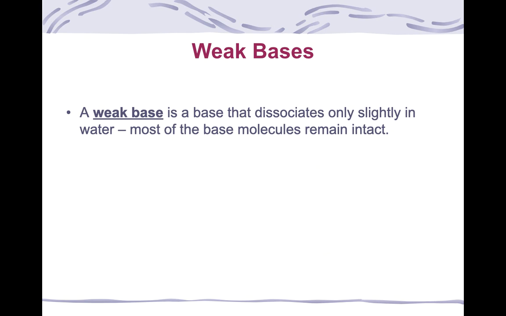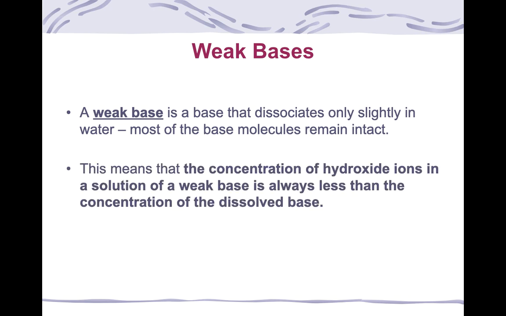Weak bases are those that dissociate only slightly in water. Most of the base molecules remain intact. So the concentration of hydroxide ions in a solution of weak base is going to be less than the concentration of the base itself. There are a lot of weak bases. One common one is ammonia, NH3, and you'll notice that it's not as recognizable as a base because it doesn't have the OH. What happens here is the ammonia reacts with the water and ends up producing hydroxide ions.